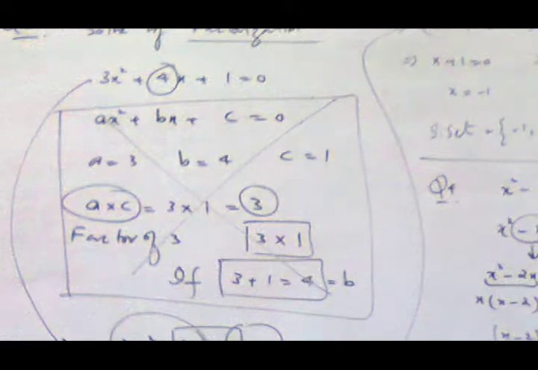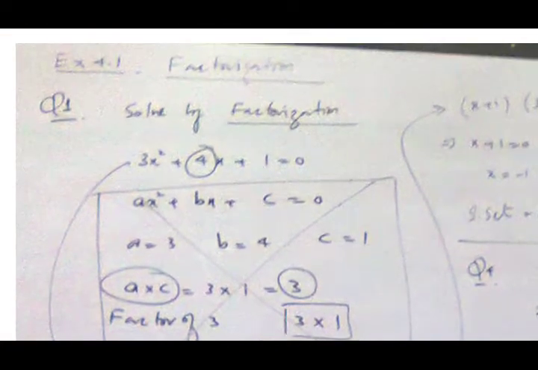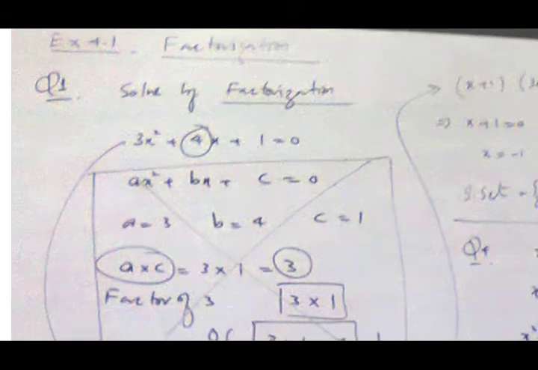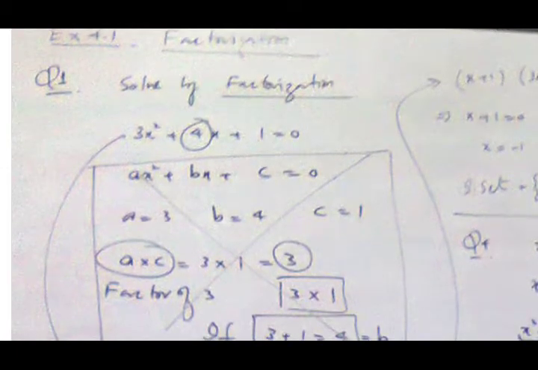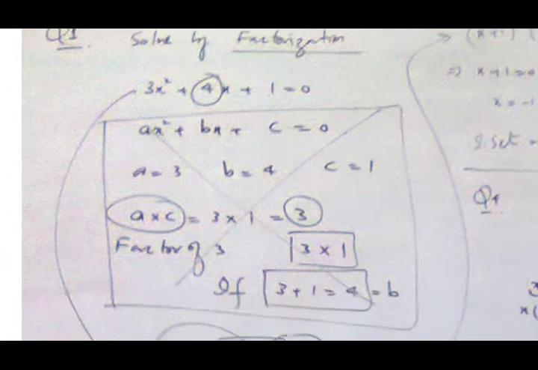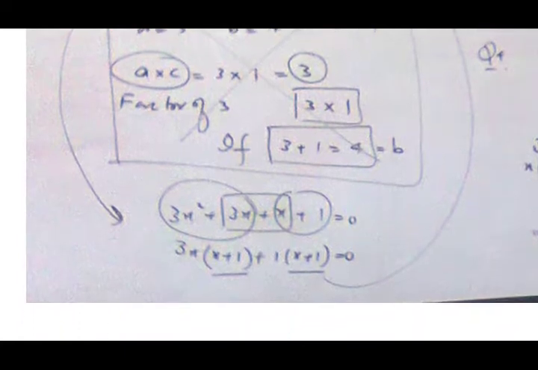Now this is exercise 4.1. We have a question: 3x square plus 4x plus 1. Now to factorize, we multiply a by c. We have here a is equal to 3 and c is equal to 1. If we multiply a by c, it gives 3. Now factors of 3 which make 4 are 3 and 1.